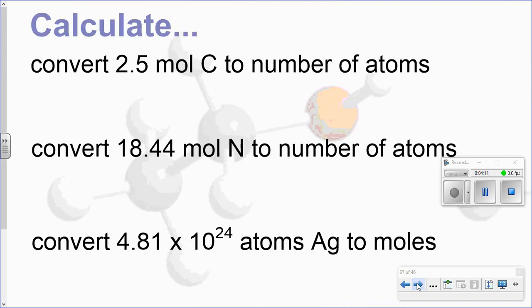Now let's use the number of atoms. Let's use Avogadro's number. I'm going to talk about how to enter Avogadro's number, 6.02 times 10 to the 23rd, in your calculator, but just go with it for a second. Let's do 2 problems on this page. We're going to take 2.5 moles of carbon. How many particles is that? What number of atoms is that?